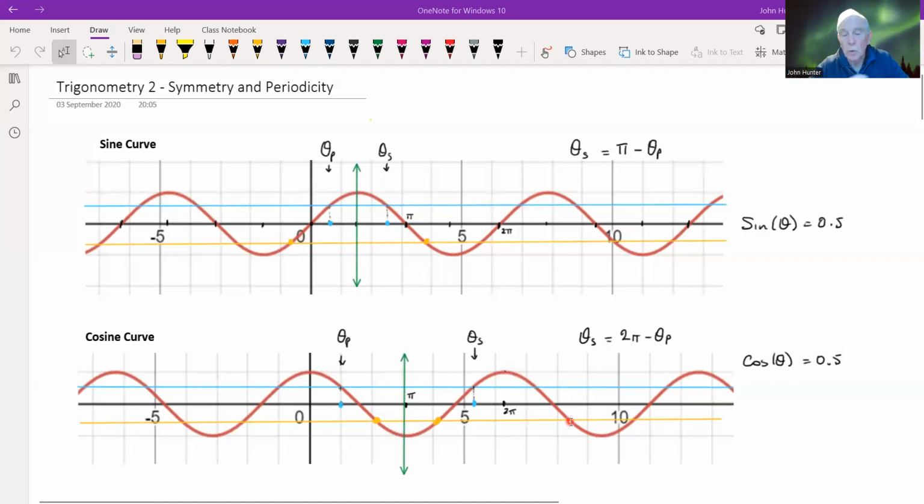We get two closely associated solutions, and then we use the periodicity, adding 2 pi to each of those, 4 pi, 6 pi, and so on, minus 2 pi, and so on, to give us the solutions in whichever range we need. So that basically is symmetry and periodicity applied to the sine curve and the cosine curve.